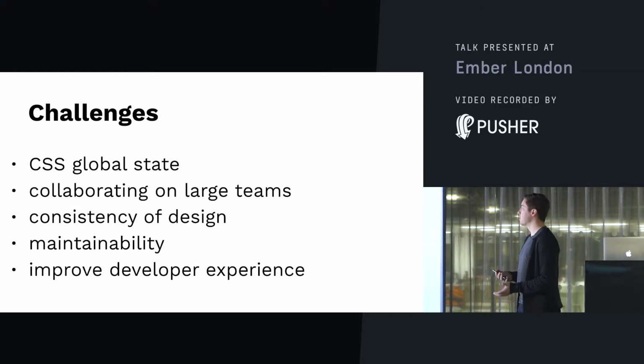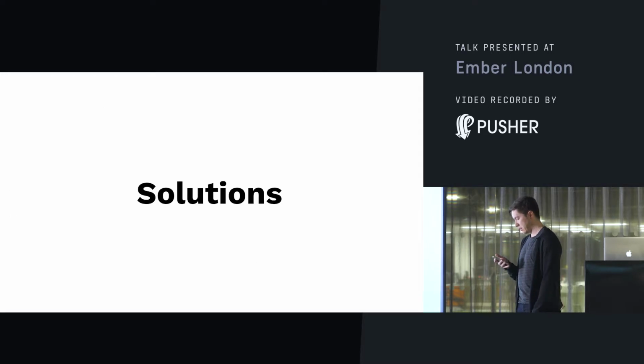Everything in CSS is global. Collaborating on a large team can be very difficult. You might get assigned a bug or a feature, and you can't be confident that you're not breaking something else in the app when you change CSS. Having a consistent design, having it be maintainable, and even just the developer experience of writing CSS, I think that's why a lot of these tools exist.